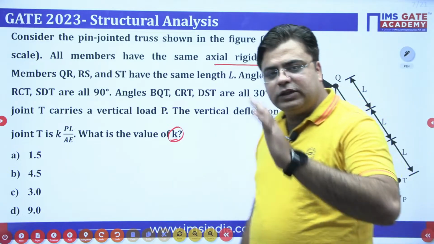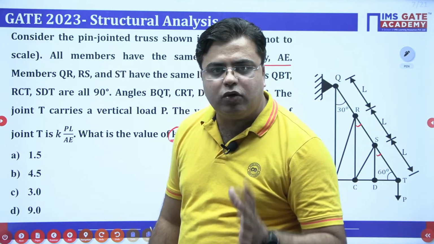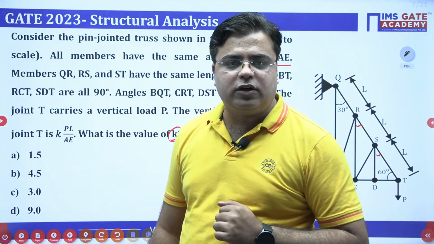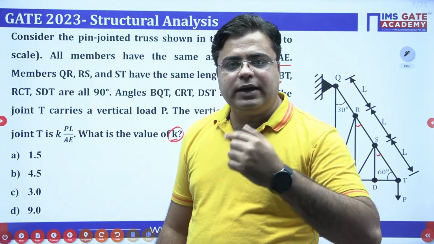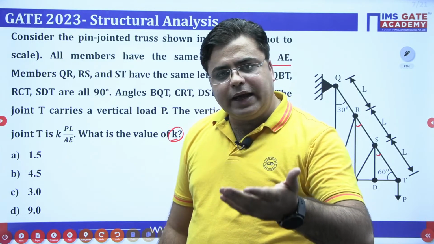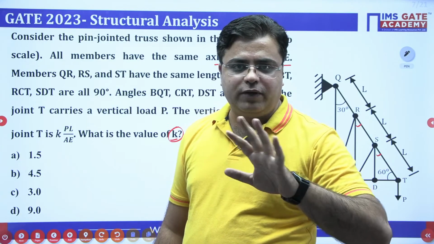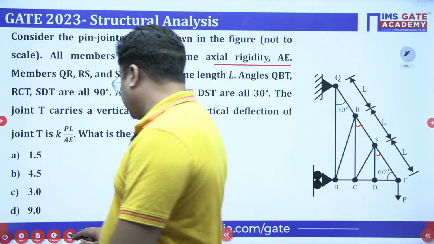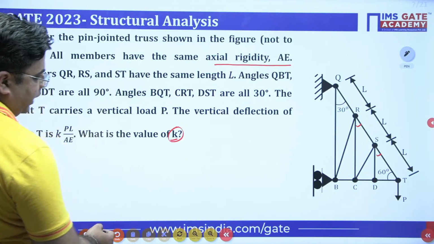Then I'll remove this load P, apply the unit load at P, and calculate again all the member forces of the truss. Then I'll calculate the length for every member, and axial rigidity is given the same for every member. So simply I have to take the summation of that. So let's start this. So I have a truss like this.